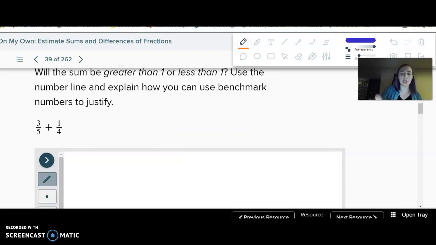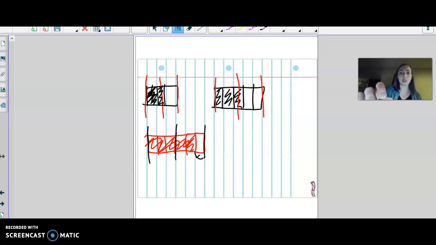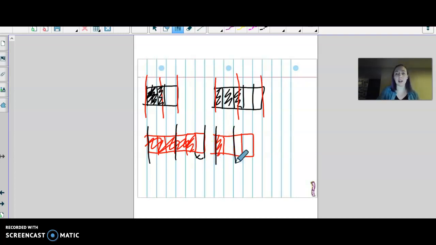Okay, well, 3/5, you might know, oh, 2.5 is half of 5. So 3/5 is going to be pretty close to a half, but a little bit bigger. If we want to visualize that, okay, I can say 1, 2, 3/5. Right? That's really close to a half, but a little bit bigger. The other one was a 1/4. So that's right in between 0 and a half.